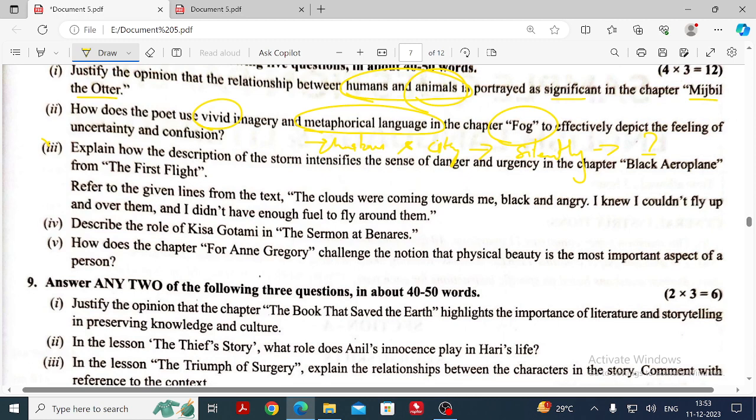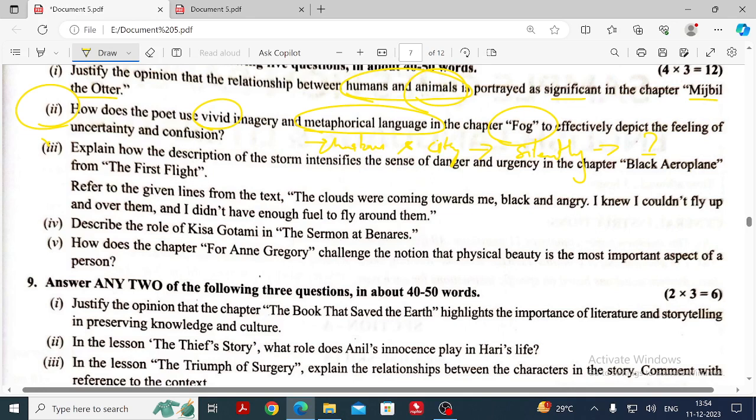The writer has mentioned that when you are attacked, when you are hunted by that leopard, only then will you come to know about it. The leopard has leapt on you. That is the same silence. So it is the same comparison for the second question: Fog and the other poem, How to Tell the Wild Animals.